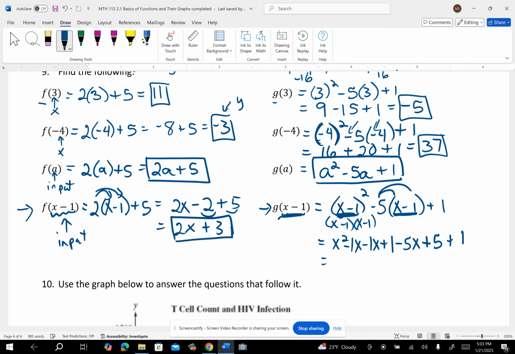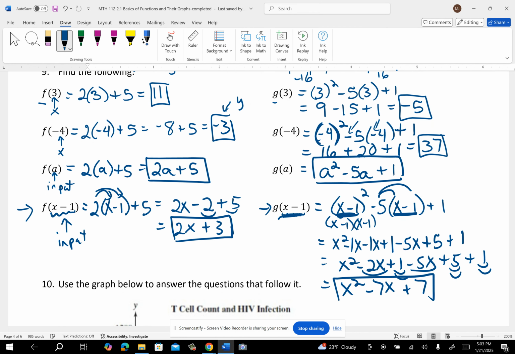Okay, so the first two, the x minus 1 squared, isn't just x squared plus 1 or x squared minus 1. It has a middle term, doesn't it? x squared minus 2x plus 1. Okay, now let's combine our like terms here. So we have x squared. These would combine to be minus 7x, and then 1, 5, and another 1 would be plus 7. And that would be our answer, okay?